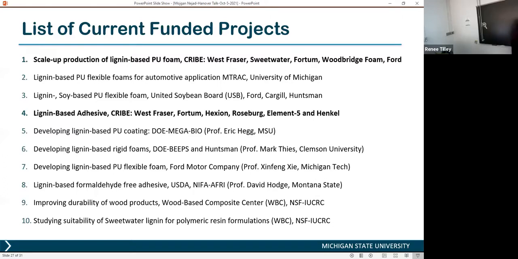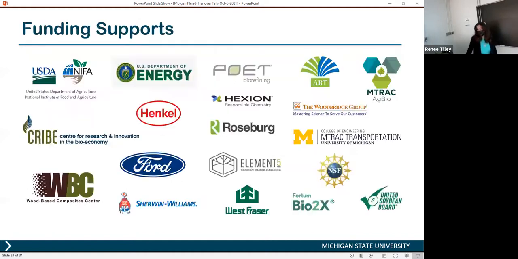And then durability of wood products, Composite Center. Nejad is working on that project, funded by the Wood-Based Composite Center. Another project, measuring lignin suitability for different resins, Mona, Said, and Mohsen are working on. Of course, these are the funding we got from different sources: DOE, USDA, CRIBE, WBC, and all the other producers. I'm very grateful for their support. Without them, there was no way that we could hire the graduate students and do this work.